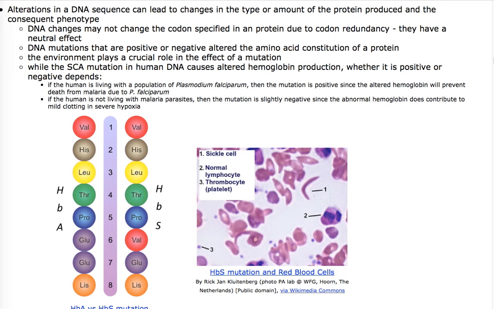So this next section of this chapter talks about genetic changes. And genetic changes are alterations in the nitrogen base sequence of DNA. They can be good or bad, but not all changes in DNA automatically result in alterations or changes in amino acids. So if you recall from the last chapter, let's go back to the last chapter.